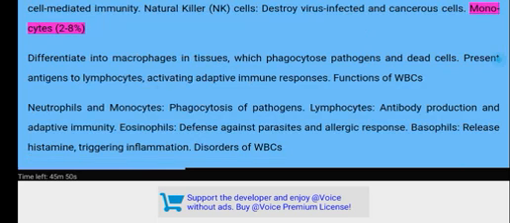Monocytes, 2-8%. Differentiate into macrophages in tissues, which phagocytose pathogens and dead cells. Present antigens to lymphocytes, activating adaptive immune responses.